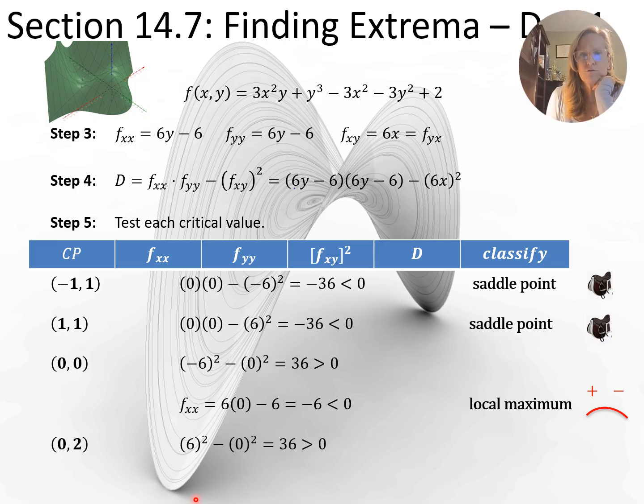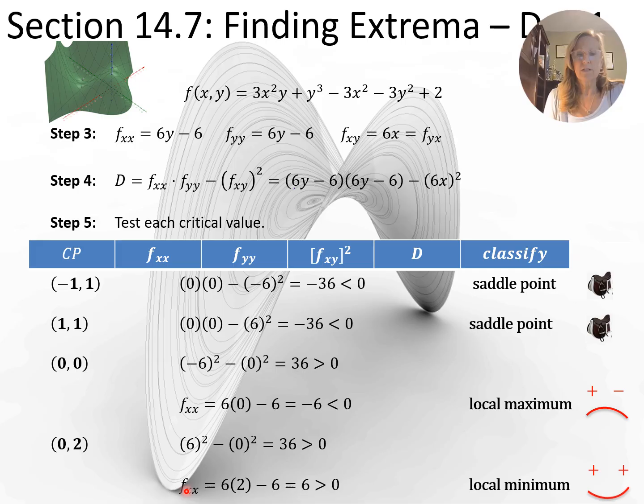When I plugged in (0, 2), I did my second derivative formula, and I got positive, so again, I can't stop there. I looked at fxx, plugged in, 6y minus 6 was positive, greater than 0. Since I already had D positive, check, and then fxx was also positive, check, smiley face, which is concave up, therefore I had a local minimum.